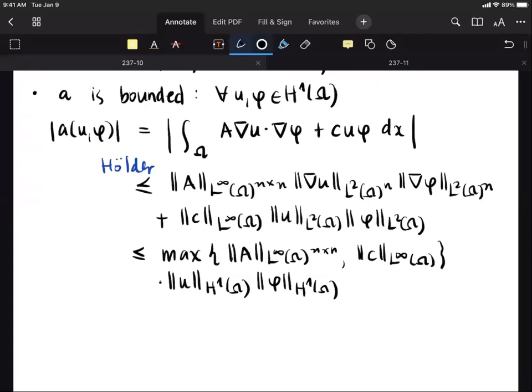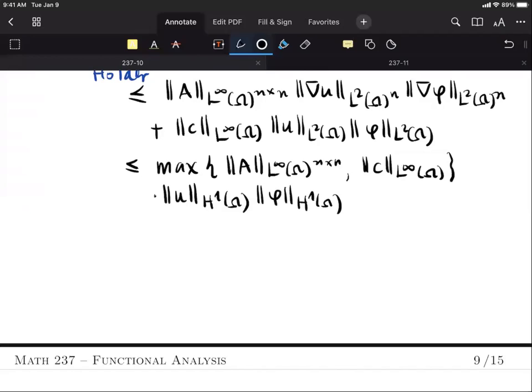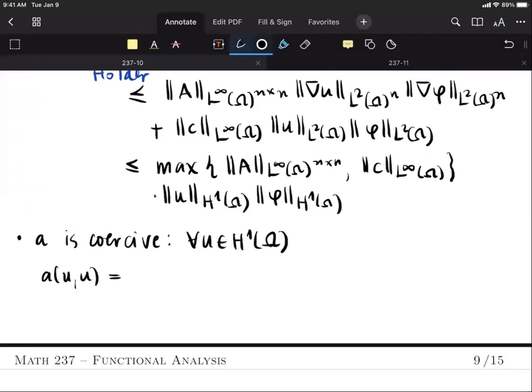And this proves the boundedness of your bilinear form A. And finally, for coercivity, so for all U in H1 omega, if we compute the bilinear form evaluated at this function U, again using the definition, this is the integral of A gradient of U, gradient of U plus C of U squared dx.